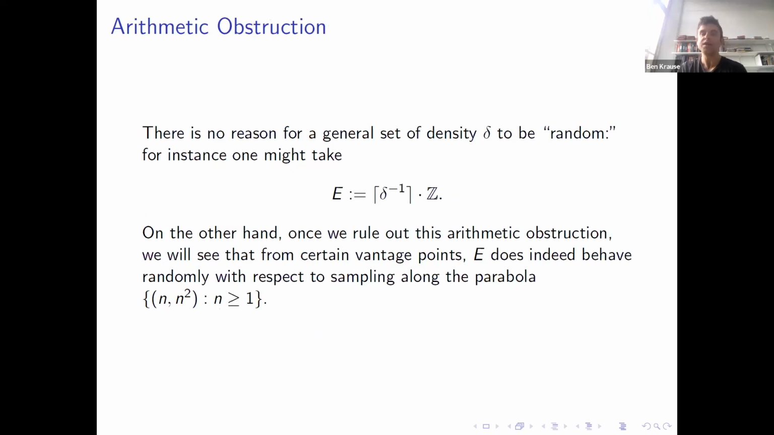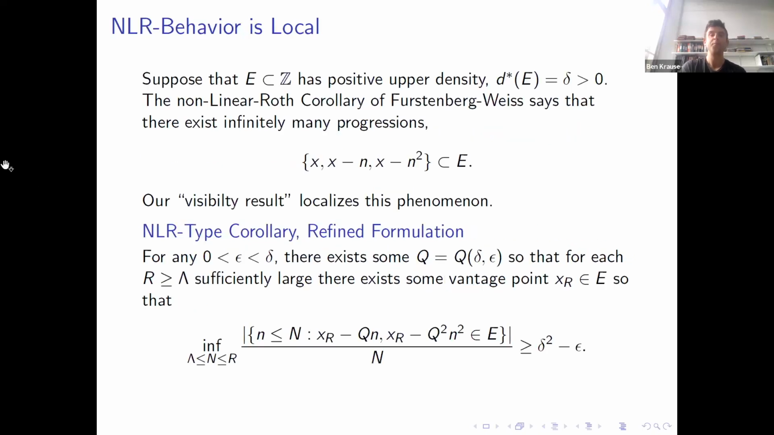So there's no reason why a general set of density delta should be random. So there's an obvious arithmetic obstruction: your set could live entirely inside of a coset. But really, as far as random sampling along a parabola, this is sort of the only obstruction. So if you rule out this arithmetic obstruction, your set E does behave randomly with respect to sampling along a parabola. So what do I mean by that?